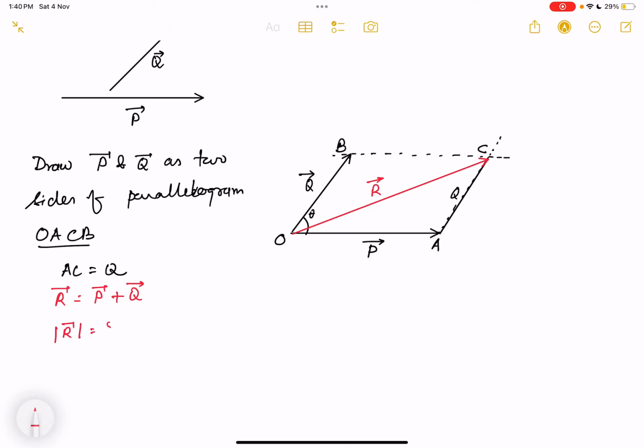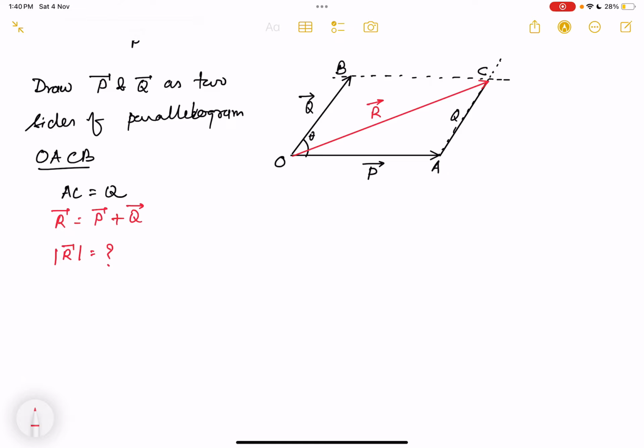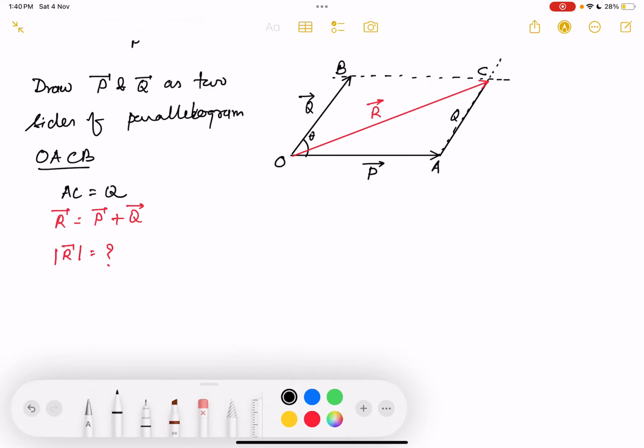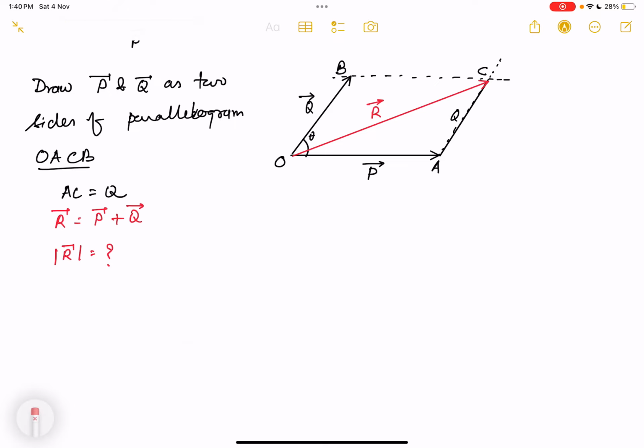Correct? Our aim is to find out the magnitude of R. What is the magnitude of R? ये क्या होगा, हमको ये पता करना है. So to find it out, what we do is we extend OA further, and drop a perpendicular from C. Let us call this point M. So you drop a perpendicular CM perpendicular to OA.